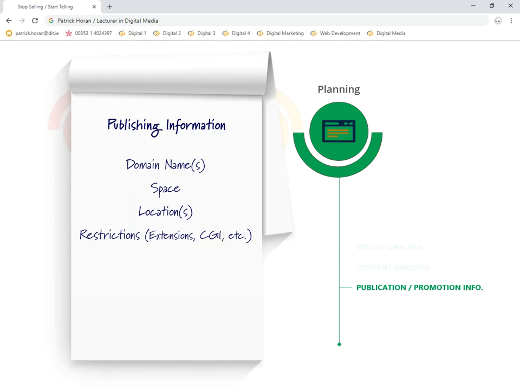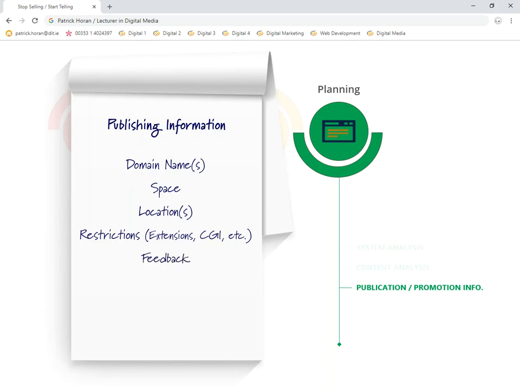Restrictions are extremely important. Some websites and some hosting services won't allow you to put on certain types of programming language such as CGI or extensions and so on. So if you're intending on using these types of things, make sure that the hosting site that you're talking about will allow you to do so.